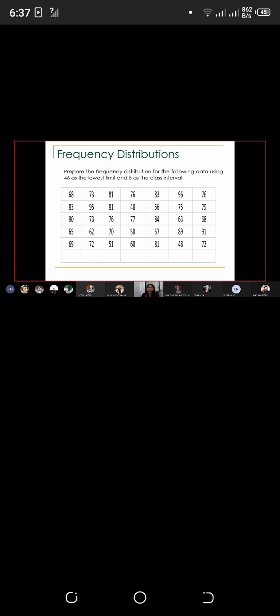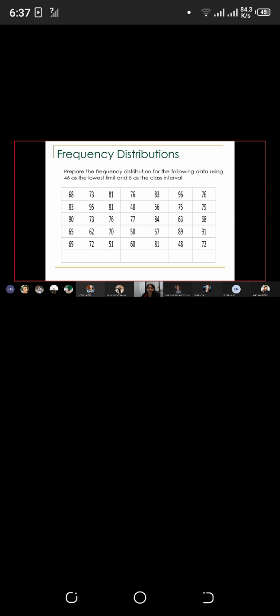So, looking at the number of observations, so ilan ba to? 68, 83, 90, 65, 69. So, those are 5. So, for every column, meron tayong 5 numbers. And then we have how many columns? So, 1, 2, 3, 4, 5, 6, 7. So, 7 columns multiplied by 5. So, that is a total of 35 number of observations.